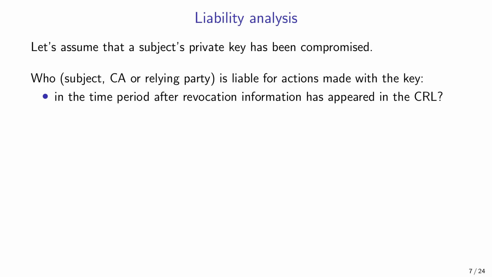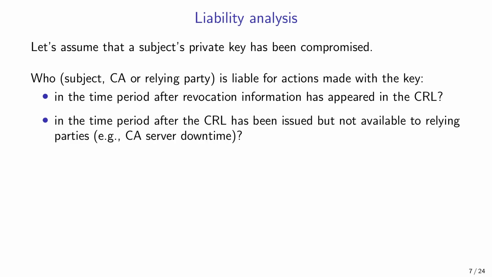I think we can agree that the relying party is at fault, because the relying party did not care to check the CRL where it was announced that the certificate should not be trusted. Now let's modify the situation a bit. What if it happened in the time period after the CRL has been issued but is not available to the relying parties? For example, due to the CA server being down for maintenance.